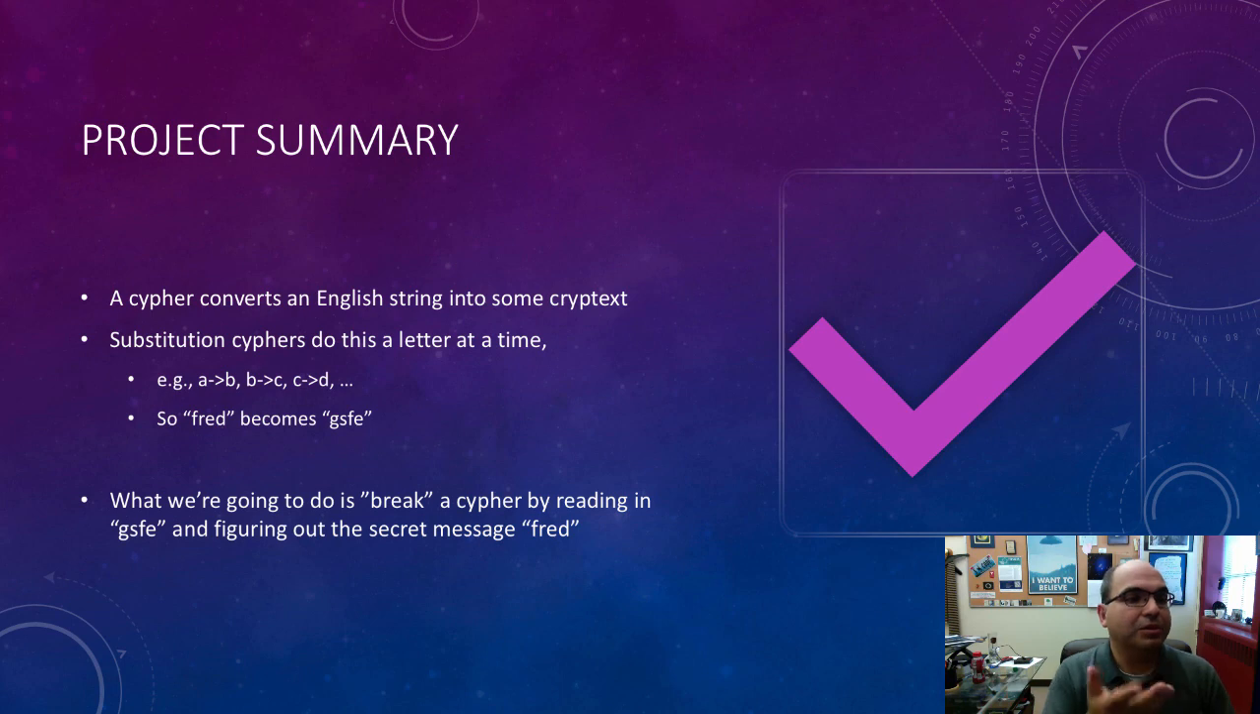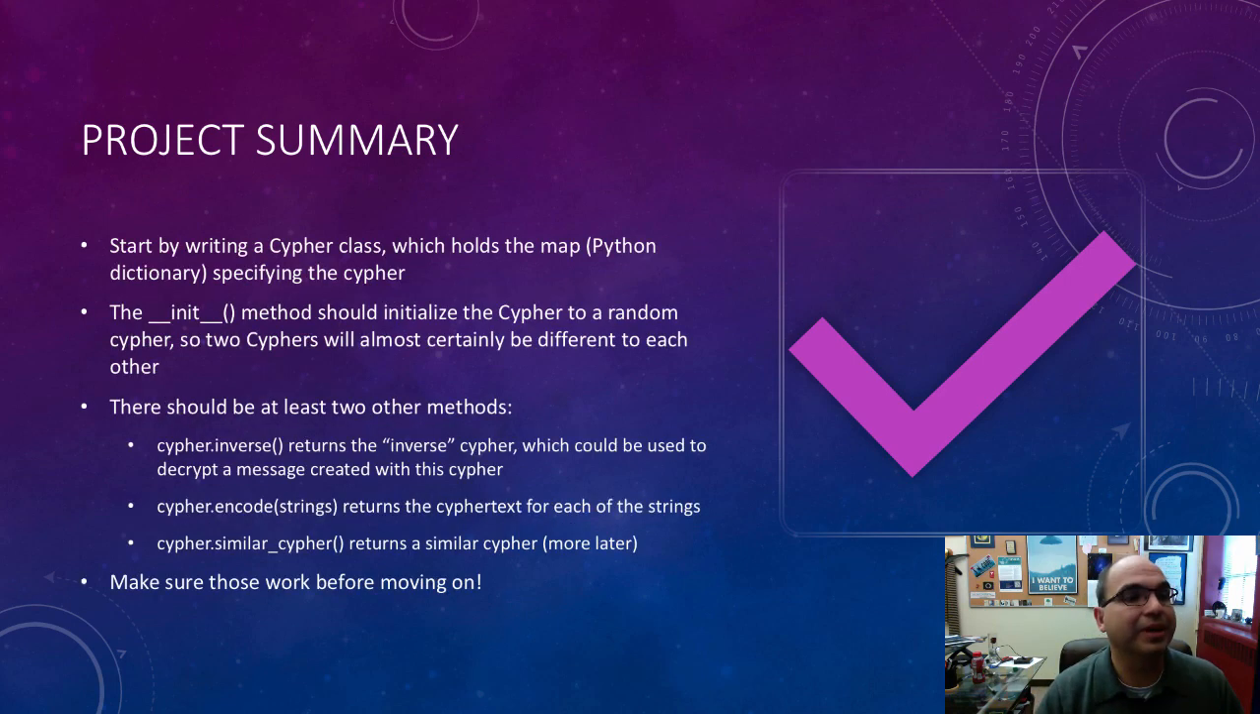So using the cipher, Fred becomes GSFE, right? So GSFE is the encrypted message, and you can tell that it's pretty hard to read. It's like, what is this? I don't know. I can't tell. But what we're going to do, the point of this project, is that you'll take a message like that, and then you'll use your knowledge of the probabilities of letters occurring in the English language. Like, for example, G followed by an S is not very common in the English language. And so you'll use that to figure out that this is a secret message that happens to be Fred, right? So that's the point of this exercise.